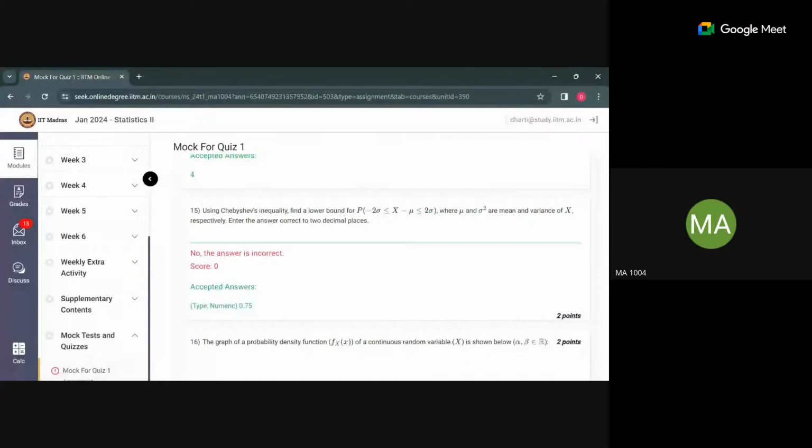Fifteenth one. Okay, there is an inequality. Find the lower bound for the probability that X minus mu is less than 2 sigma. Okay, isn't it a direct question? Yes, ma'am.